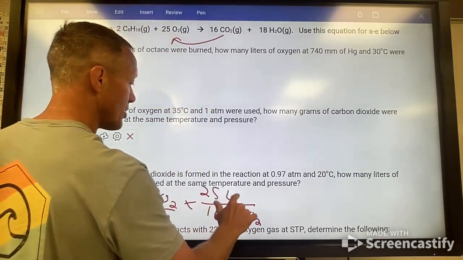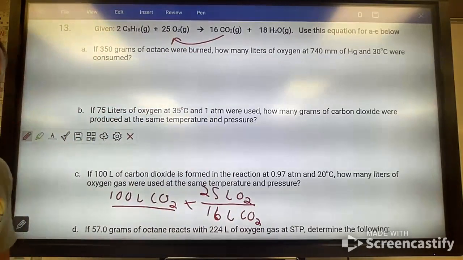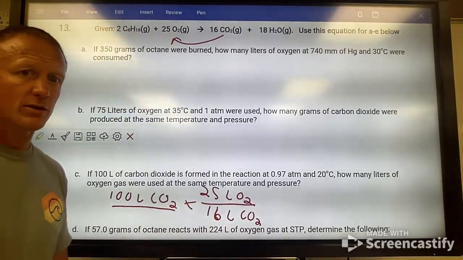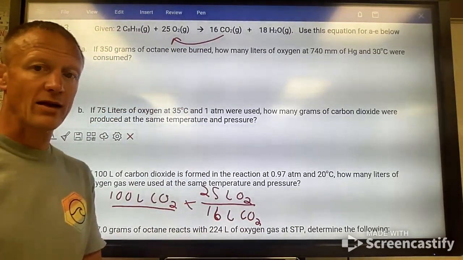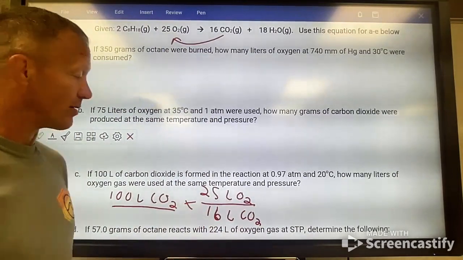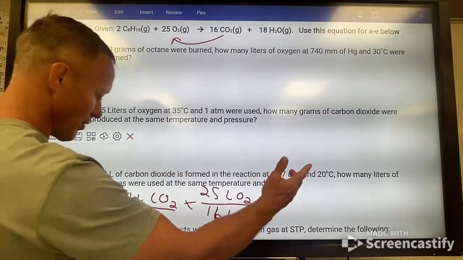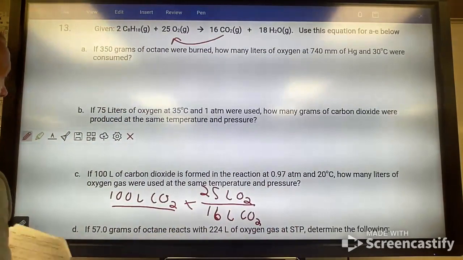As long as they're at the same temperature and pressure, liters are synonymous with moles. If I have a liter of carbon dioxide and a liter of oxygen, it's the same number of moles if they're at the same temperature and pressure. So we can just do a mole ratio there and get an answer. It's 156 liters of oxygen.